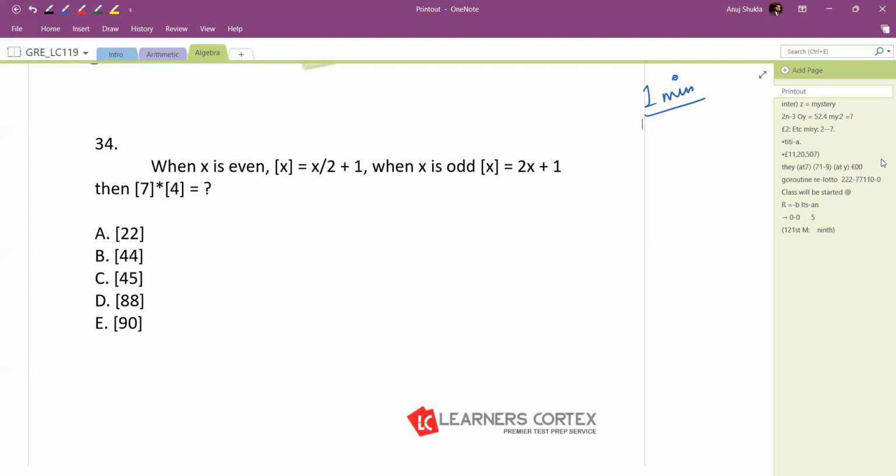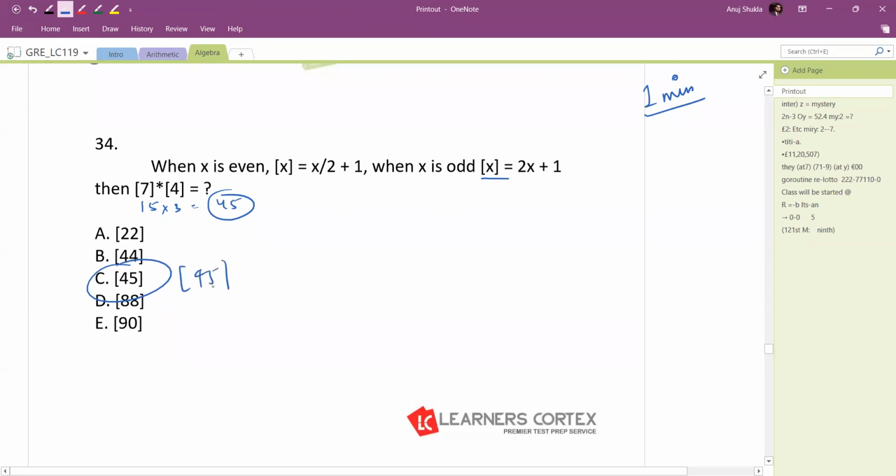Yes. So when it is 7, 7 is odd, so you will follow this. So 7 to the 14 plus 1, so this will be 15. And 4 is even, so 4 by 2 plus 1, that is 3. So 15 to 3. So your answer is 45, but what is given is bracket 45, and bracket is defined. So your answer is 45, not bracket 45.